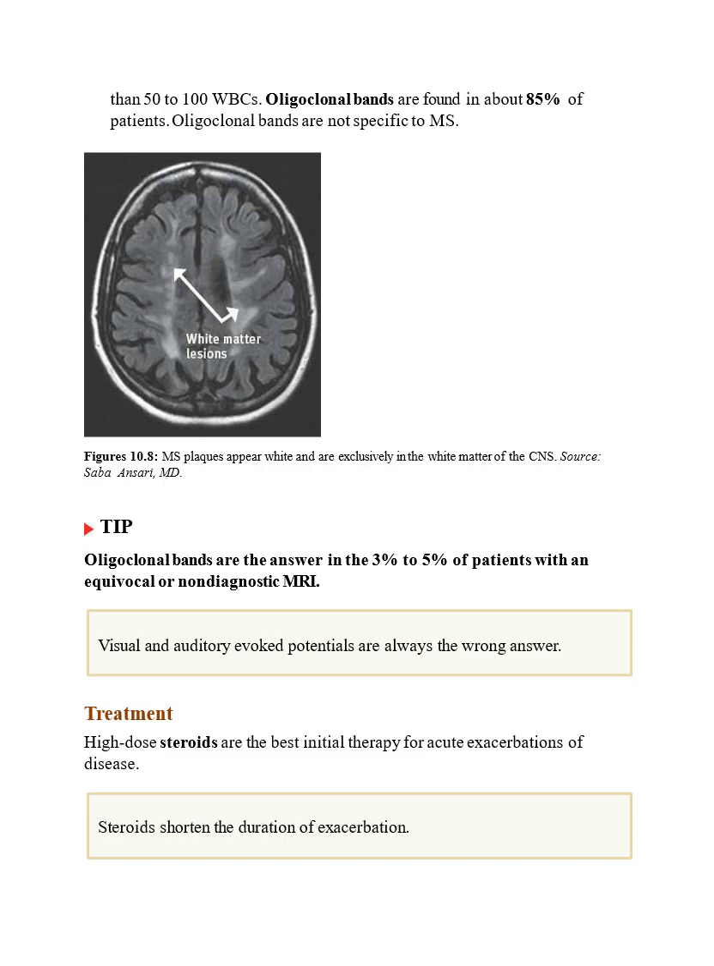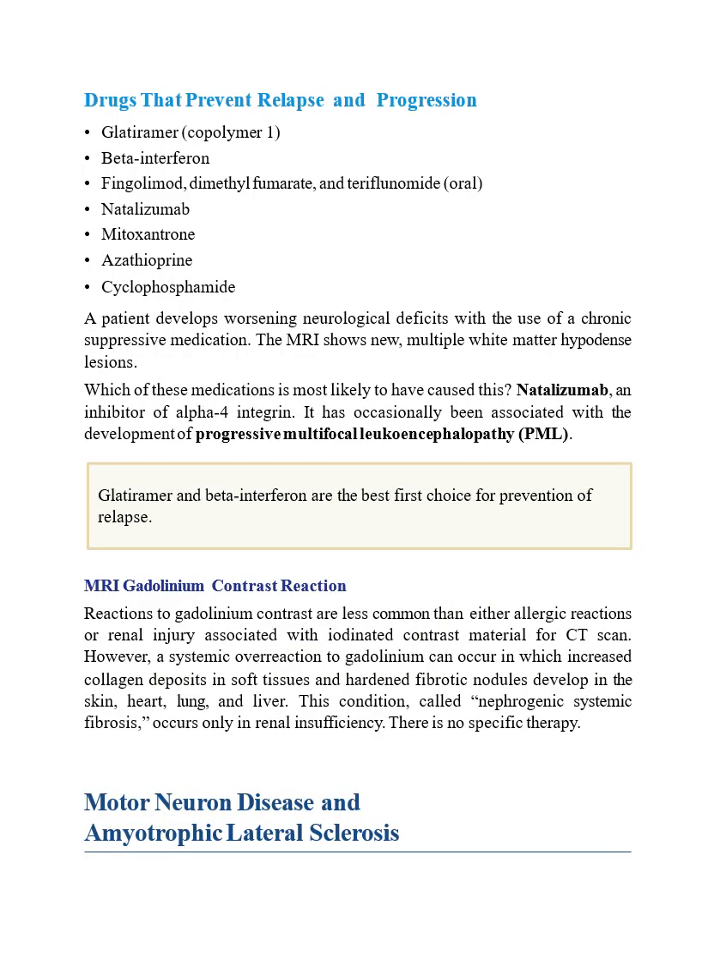Let's go to the next slide, 32. Drugs which can prevent relapse or progression of MS. One drug is glatiramer, or copolymer 1. The next drug is beta interferon.